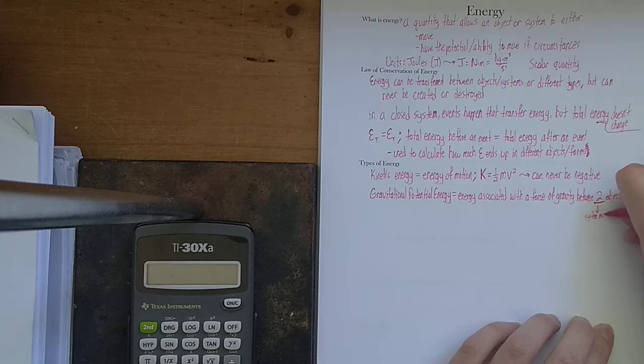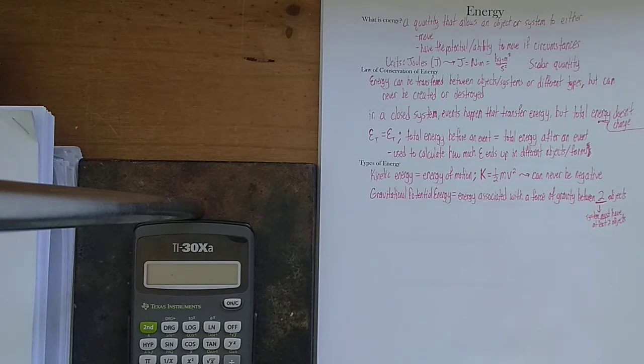System must have at least two objects. So, energy associated with a force of gravity between two objects. Every two objects in the universe have a force of gravity between them. And later on, we're going to find the equation for calculating that force. Well, not only we know from last year how to calculate the force of gravity between them. We could also figure, you'll see an equation towards the end of the year of how to figure out the gravitational potential energy stored because of the force between any two objects.